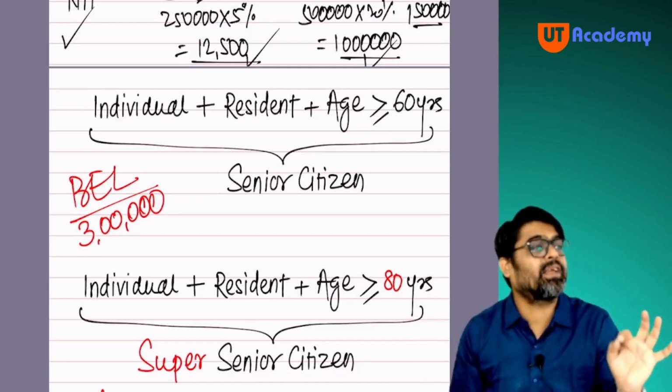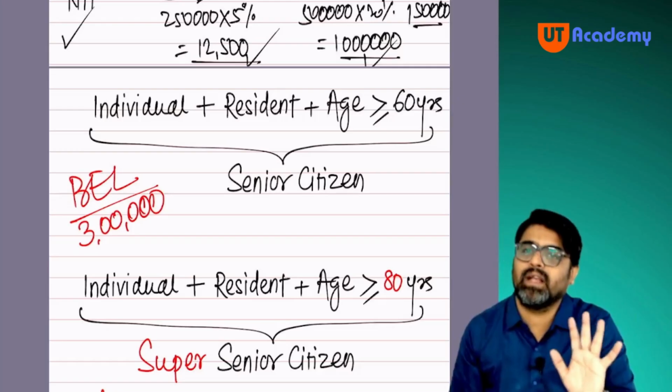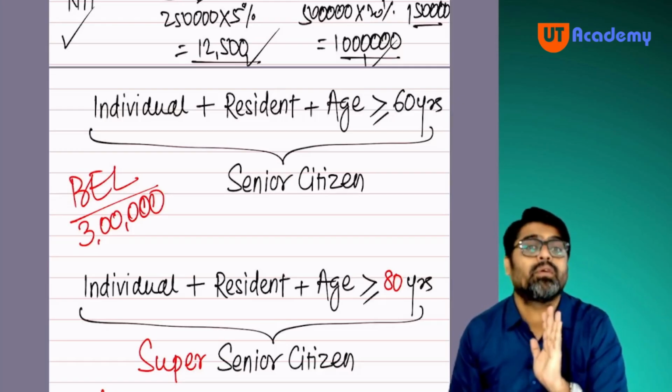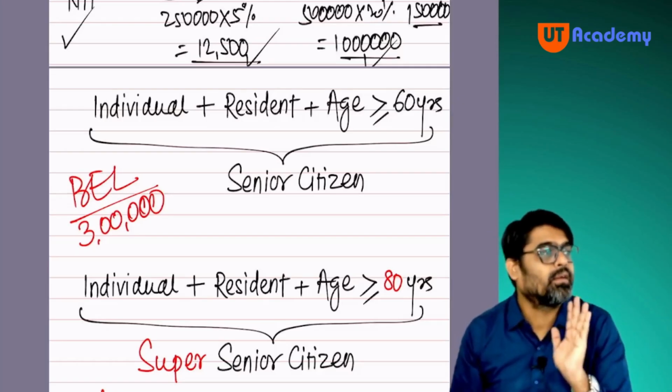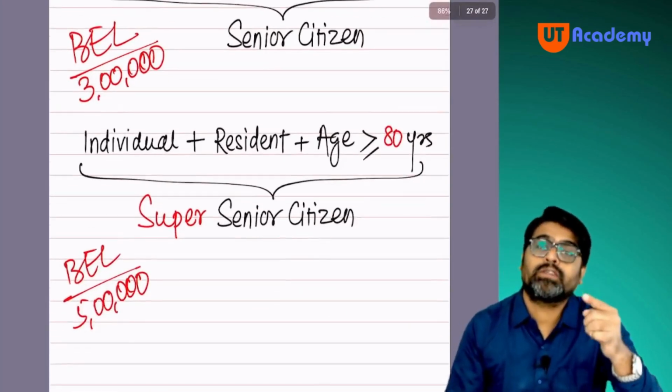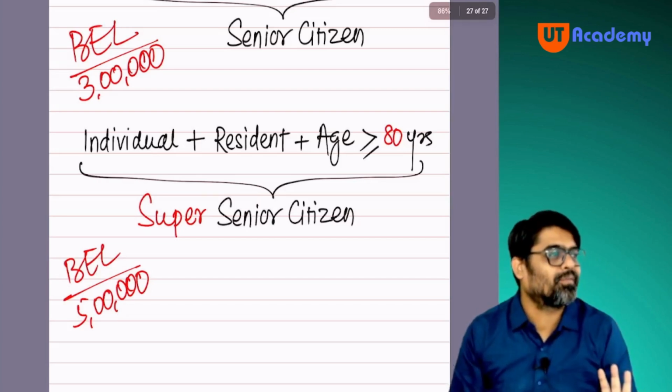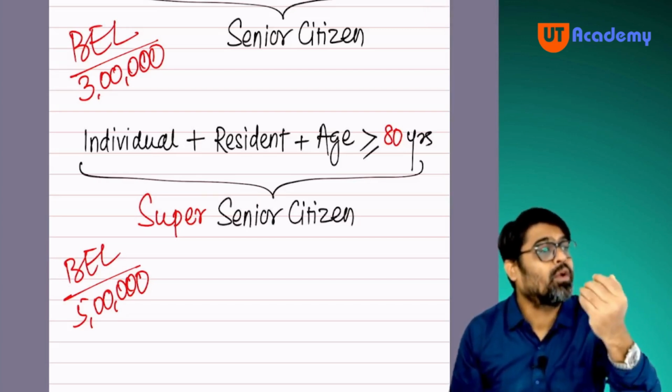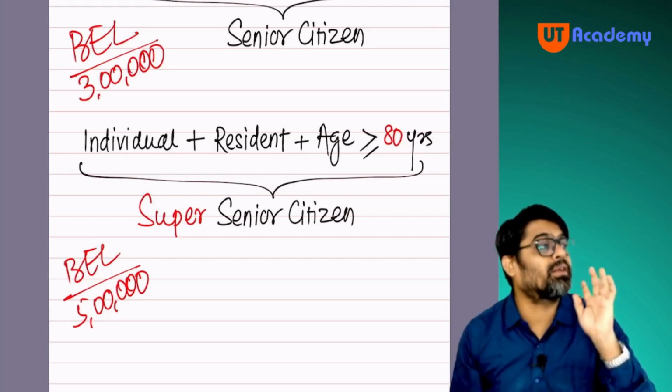And anything over and above 10 lakh, everything is same, but only the basic exemption limit changes. First 3 lakhs, no tax. 3 to 5, 5 to 10, above 10. Understood now? Now, the first 2 slabs will go away if you are a super senior citizen.